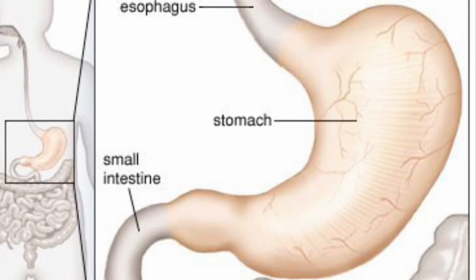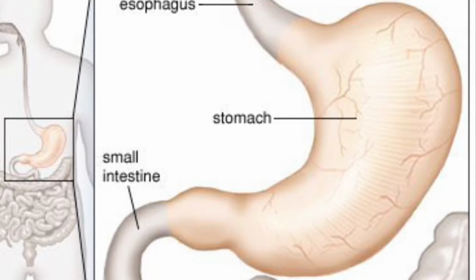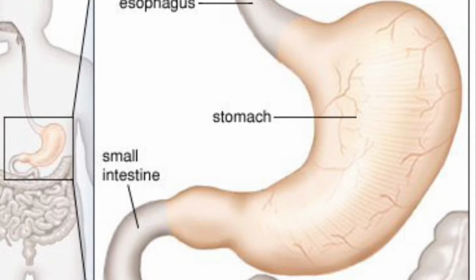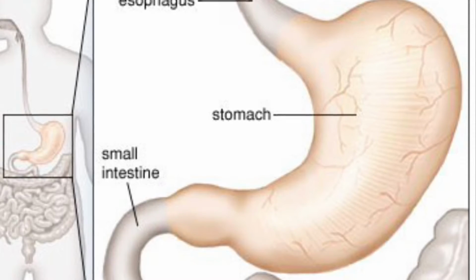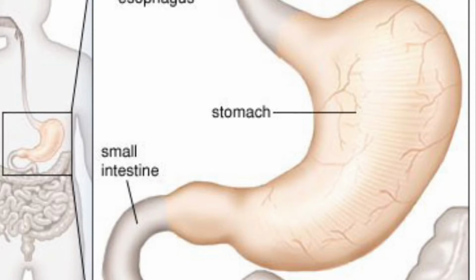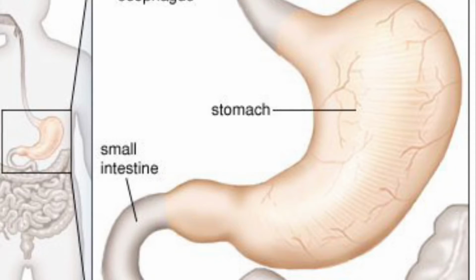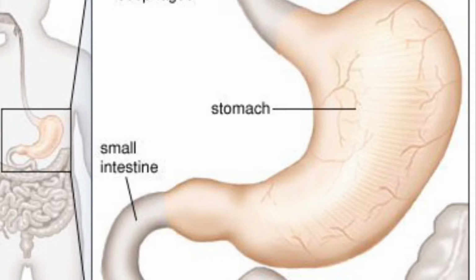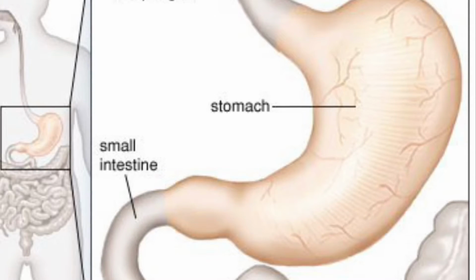Next up is the stomach. The stomach is a J-shaped organ found on the left side of the body. In the stomach, we find rugae. These are ridges in the stomach that are needed for digestion. Within the rugae, there are areas called gastric pits. Gastric pits contain cells which help break down food.